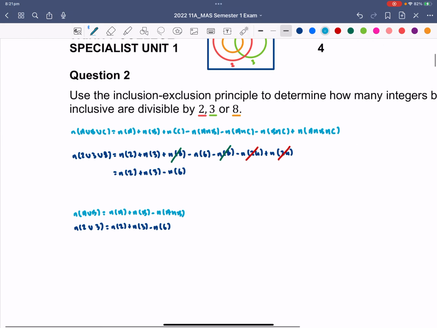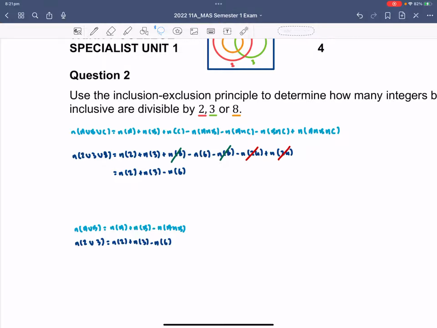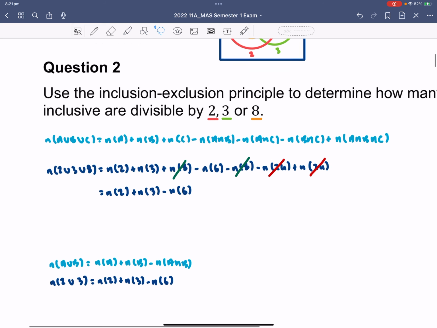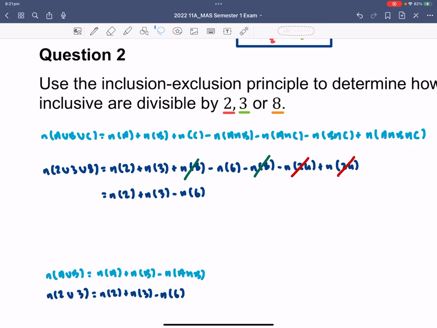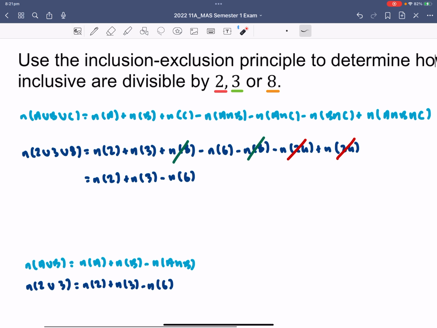So yeah, it didn't click to me that it was 2 events straight away, but as soon as I did this, I realized that things were crossing out and then it did become 2 events. So now the rest is easy. Now I really just have to figure out numbers that are, first of all, divisible by 2, out of 1 to 131 inclusive. So I've got to do 131 divided by 2, and I got to round down. Okay, I got to round each of these down. So 131 divided by 2, but I'm going to round that down. 131 divided by 3, but I'm going to have to round that down as well.